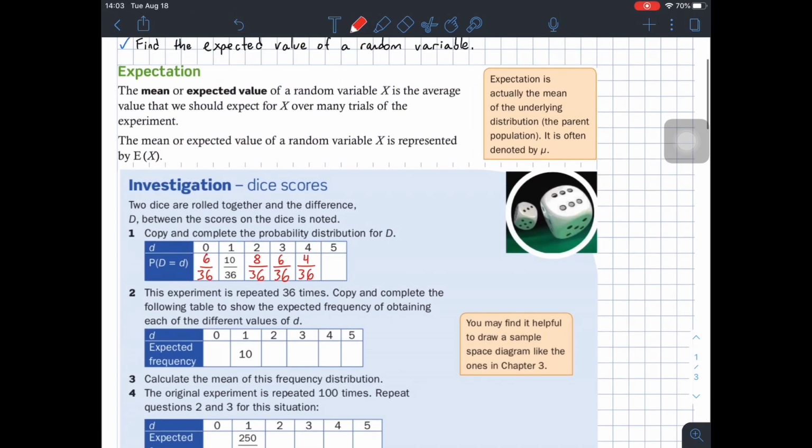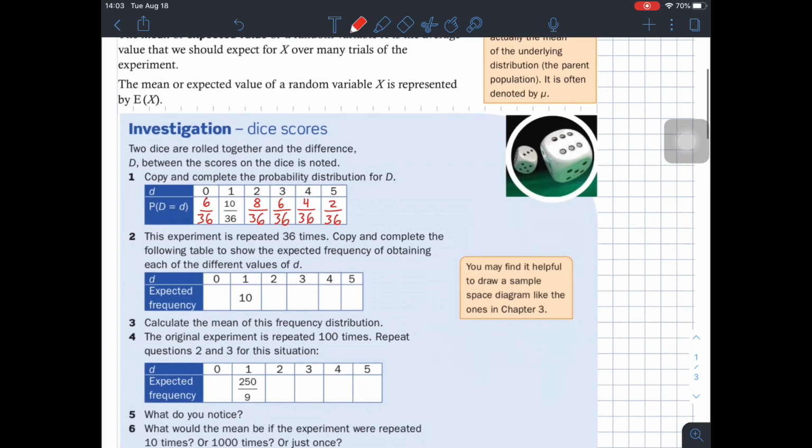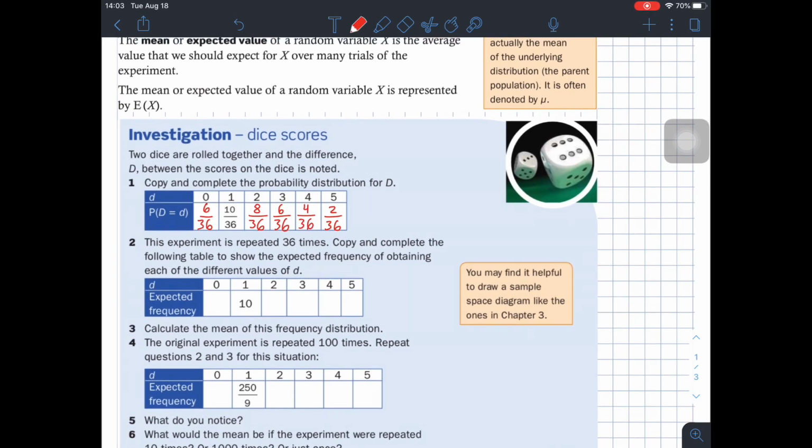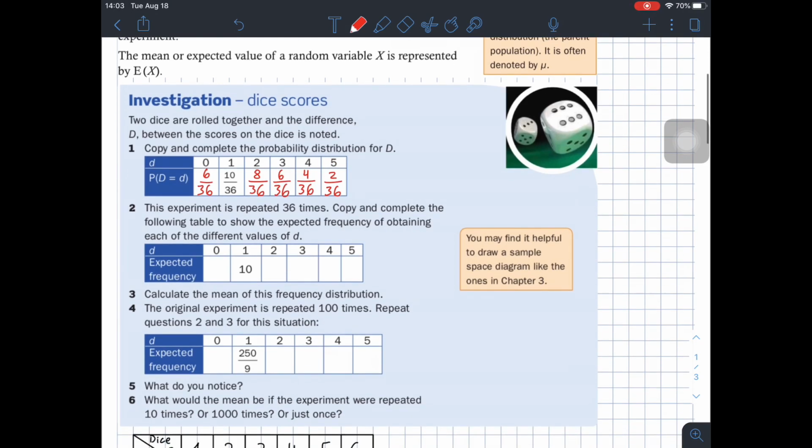You see that if I add up all of these fractions, 6 plus 10, 16, plus 8 is 24, plus 6 is 30, plus 4 is 34, plus 2 is 36 out of 36, so we get 1. The addition should always be equal to 1.